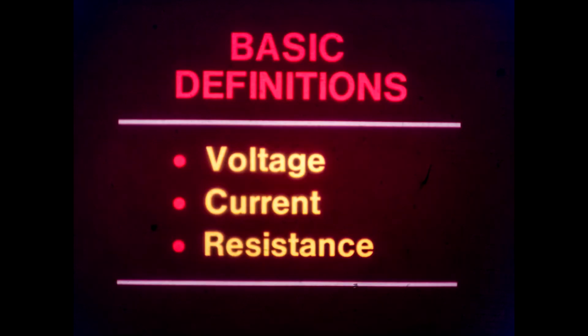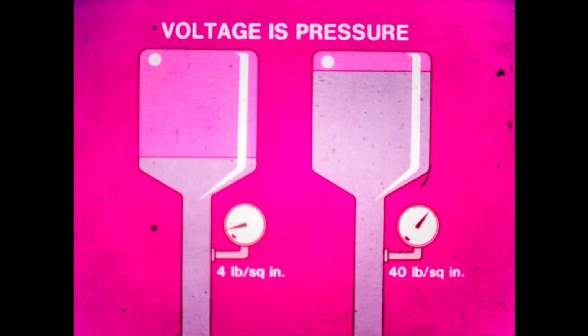In discussing circuits, there are three terms you'll hear repeatedly: voltage, current, and resistance. To explain what each of these is, we'll compare them to a water system, since electricity behaves very much like a liquid. We'll begin with voltage. Voltage is the pressure of electrical energy in a circuit. If we have a tower filled with water, it's obvious that the higher the water level in the tower, the greater the water pressure at the bottom. We measure water pressure in pounds per square inch. We measure electrical pressure in volts.